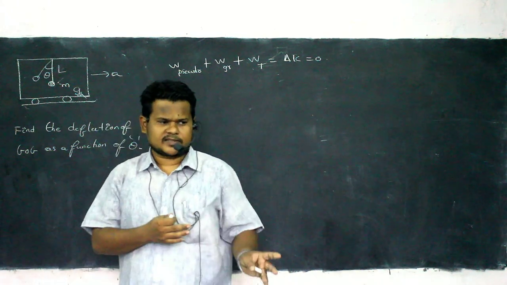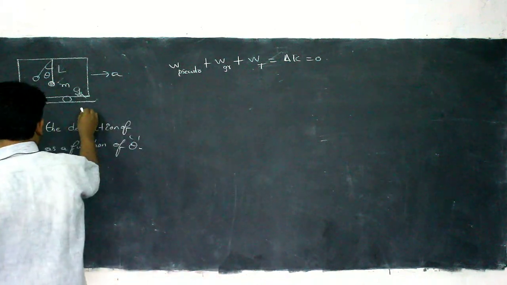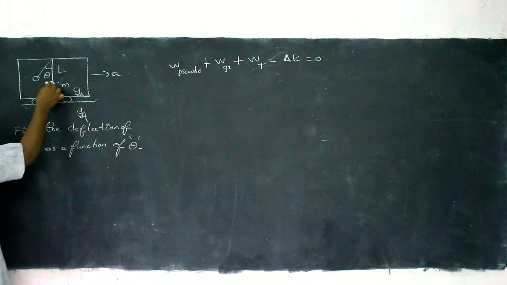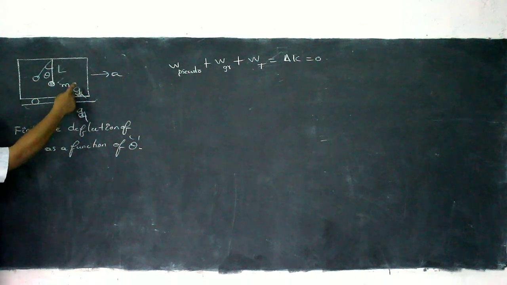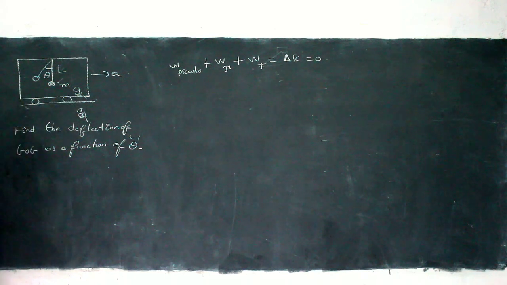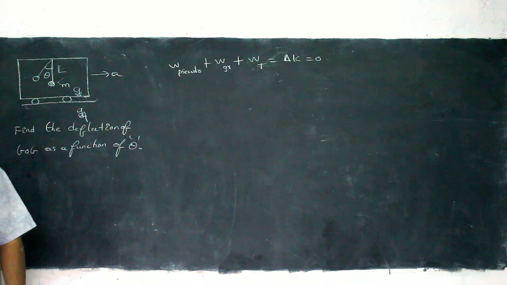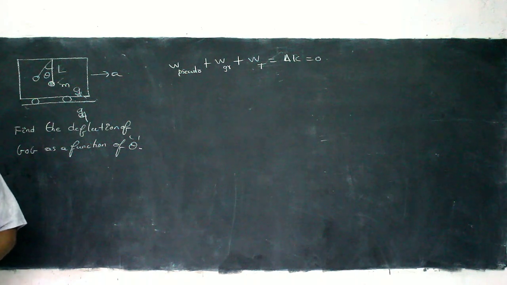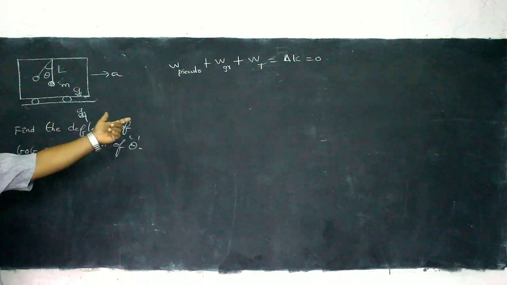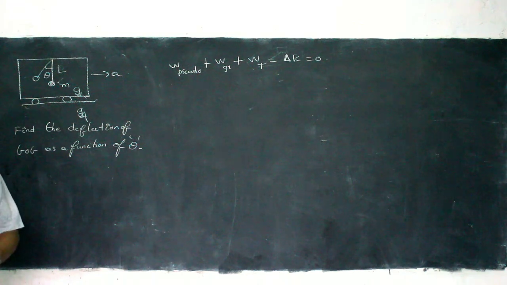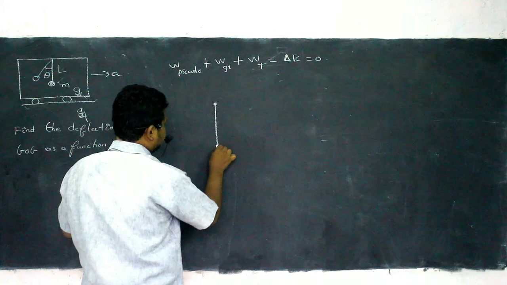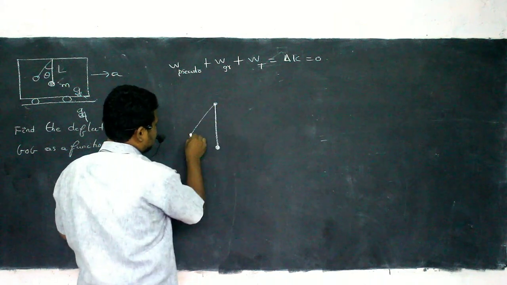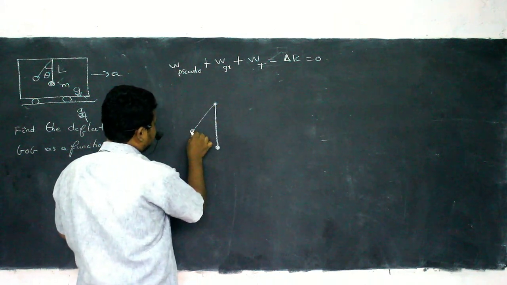He is definitely accelerating. From the ground frame, if you observe, then this bob has an acceleration. But the observer is present inside this car, no? To this observer, the velocity of the bob, initial and final velocities, are zero. So total change in kinetic energy is also zero.